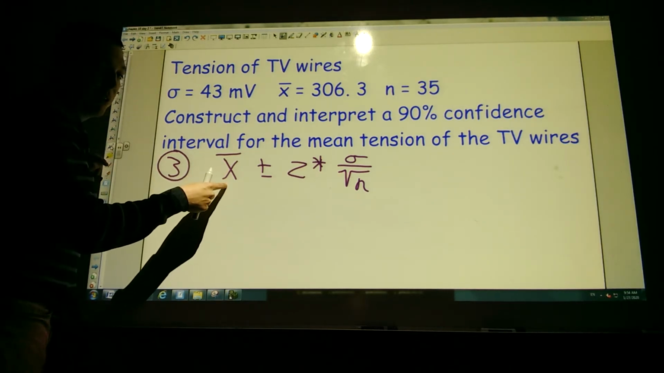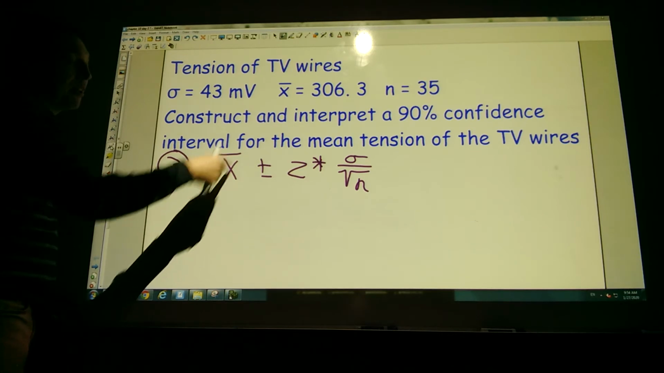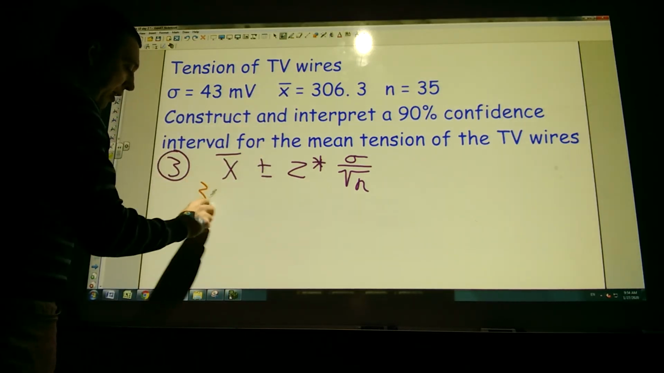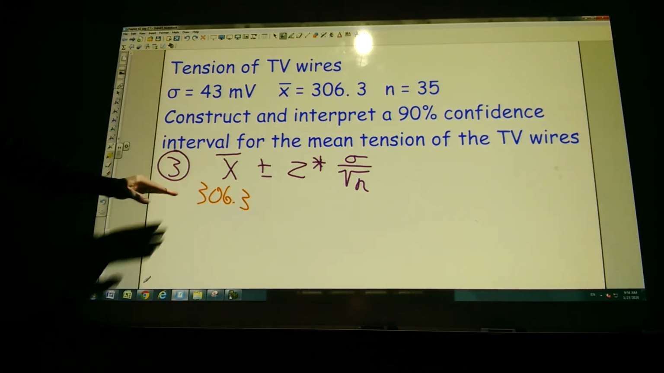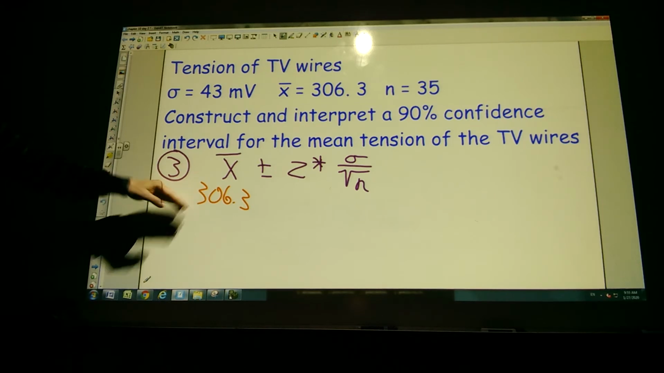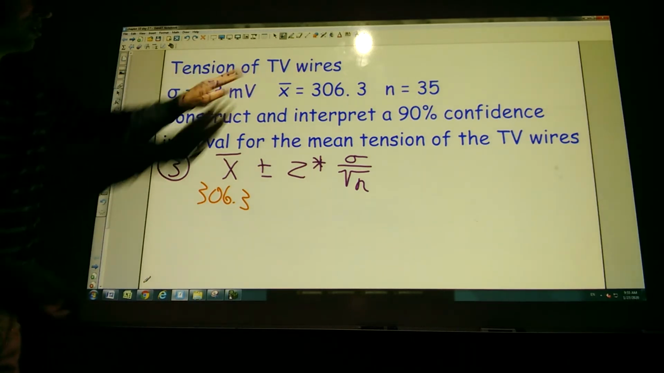What is our estimate? What is our best guess? That is X bar, the sample mean. 306.3. You just copy it. There it is. Now, on your homework, you might actually have to calculate this. Maybe they give you 10 different measurements. I hope you can figure out the sample mean. If they give you 10 measurements, you take those 10 measurements, add them together, and divide by 10. That's how you find a sample mean if they don't actually give you this.